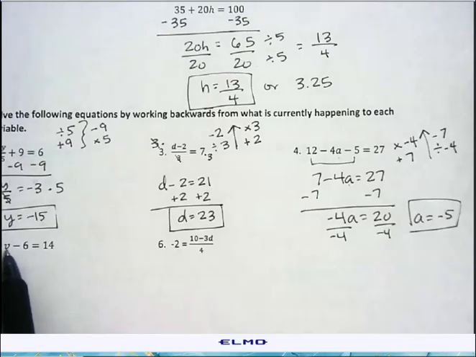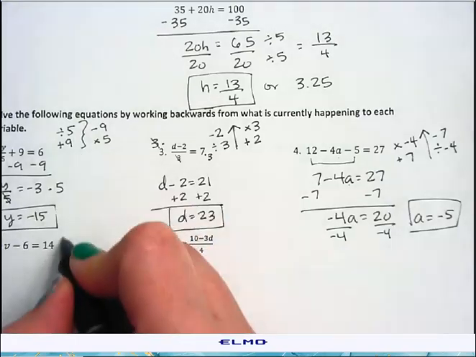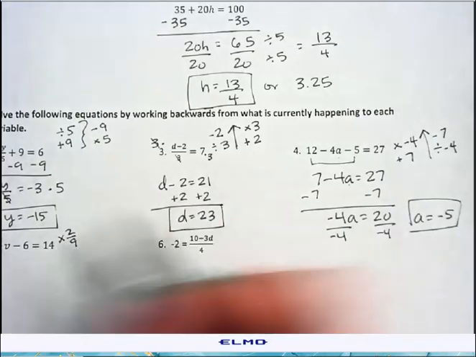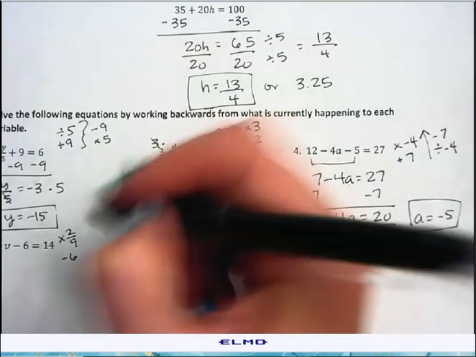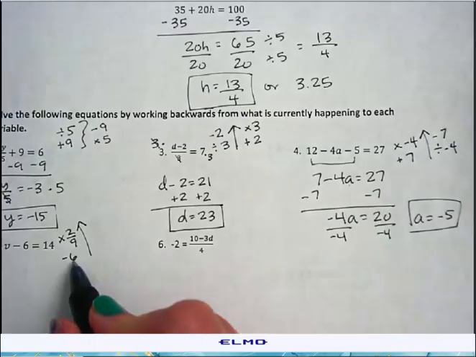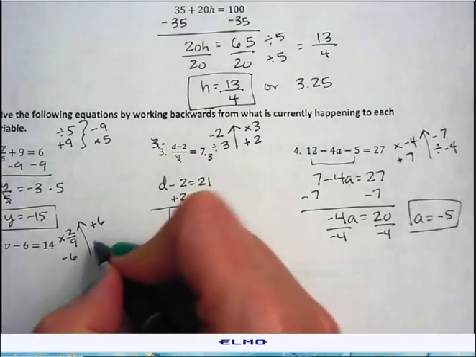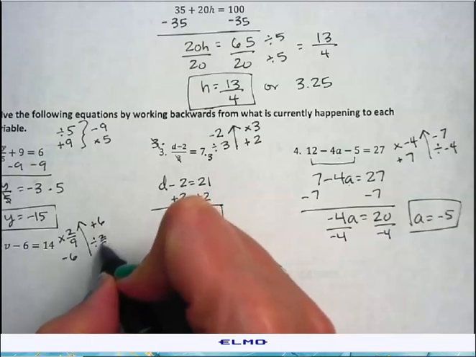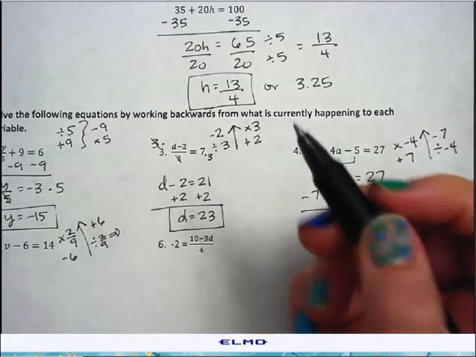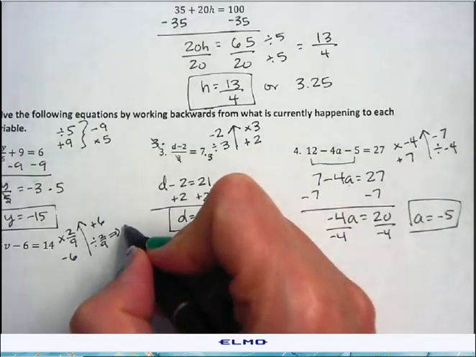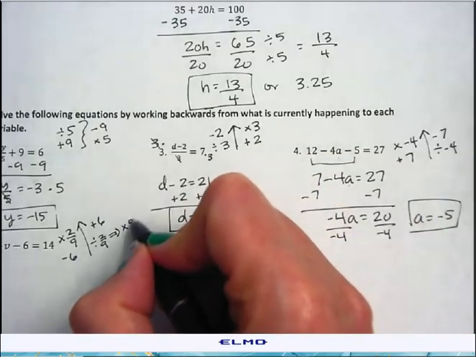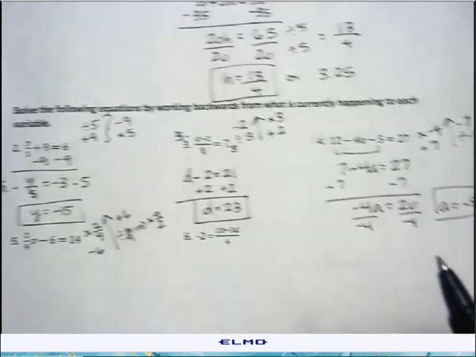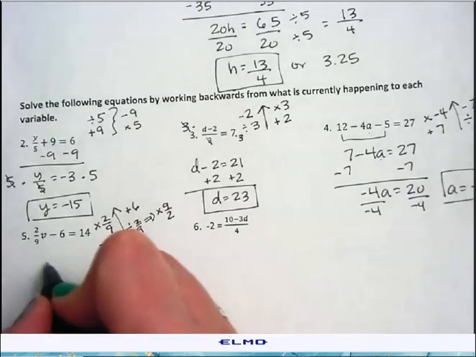On number 5, here's my v variable that I am solving for. So the first thing happening to that is I'm multiplying by 2/9. And the second thing is I'm subtracting 6. So if I'm going to work backwards, I'm going to add 6 to both sides, and then instead of multiplying by 2/9, I'm going to divide by 2/9. But remember we reviewed that dividing by a fraction means multiplying by the reciprocal. So I'm really going to multiply by 9/2.